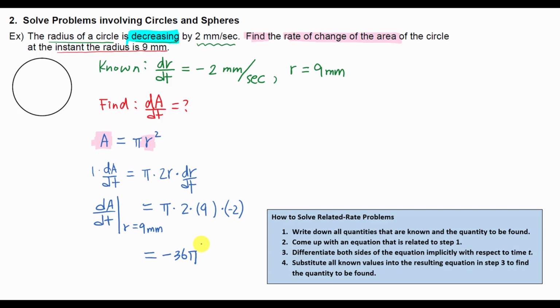And what is the unit here? It's a rate of change of area, right? If you notice, you do get 9 millimeter here, and the negative 2 was a millimeter per second. So when you multiply all this, you get millimeter square per second is the rate you get. So you just found your dA/dt at r equal 9, and it is negative 36 pi millimeter square per second.